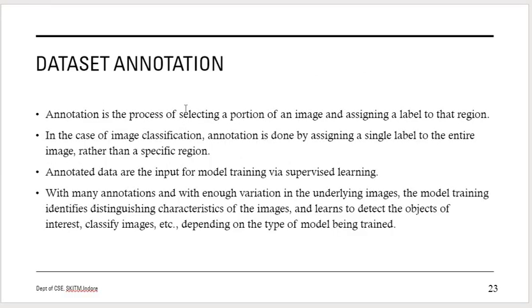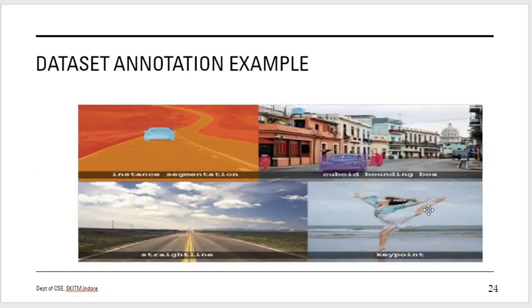Data annotation. Annotation is the process of selecting a portion of the image and assigning a label to that region. Annotated data are input to model training by supervised learning, so that we can use it for the coming time.